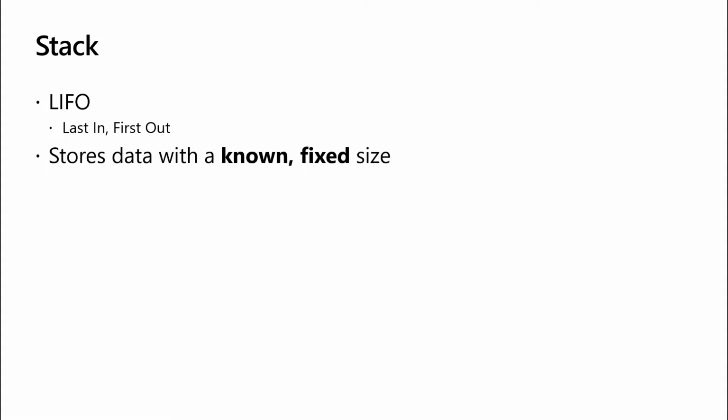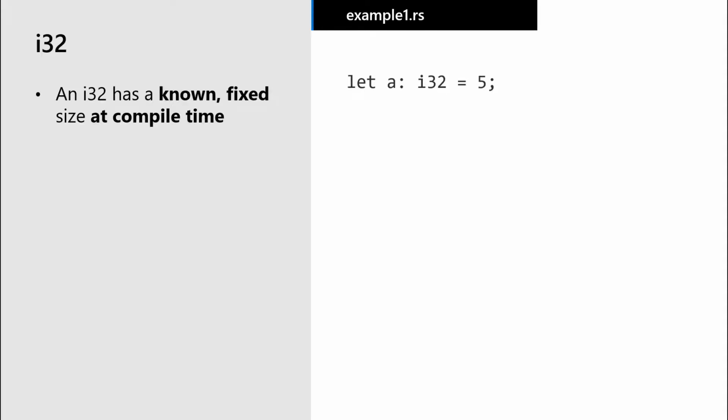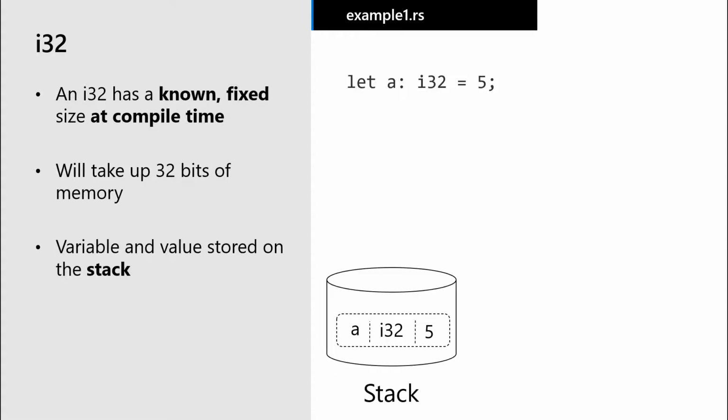The stack is where Rust stores data with a known fixed size. If we were to declare a 32-bit integer in our program, and then set it to the value of 5, a 32-bit integer has a known fixed size at compile time. We know it will take up to 32 bits of space when we run the program. Because the size of the value is known at compile time, both the variable and the value of the variable would be stored on the stack.